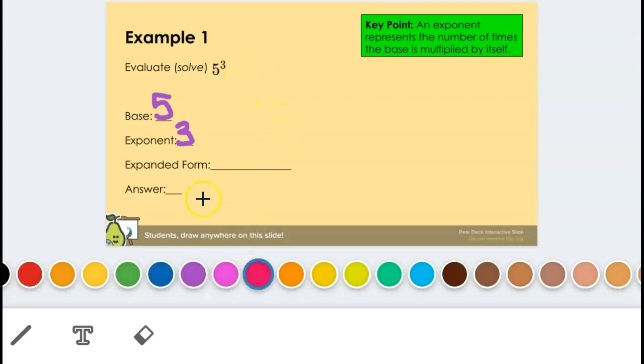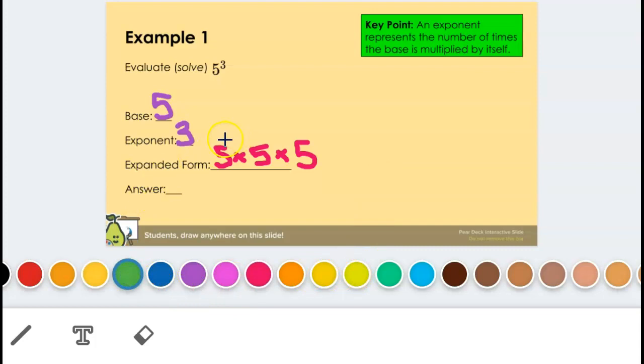So how might I write this in expanded form? Well, I know I have a number 5 here, and that's the number I'm going to multiply by itself however many times the exponent tells me to. And the exponent tells me to do it 3 times. So 5 times 5 times 5. Now for our answer, we come to it by multiplying 3 times.